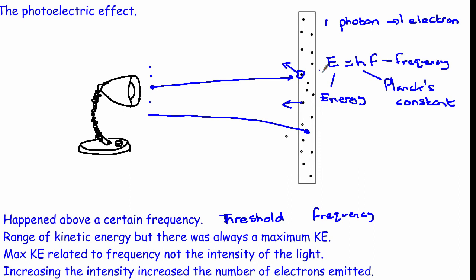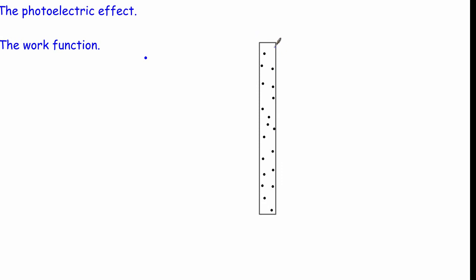We can relate this to the type of metal. So, for example, let's take zinc. Zinc has its own properties, and because zinc is a certain type of metal, it'll take a certain amount of energy for these electrons to be able to break the bonds that hold them to the metal.